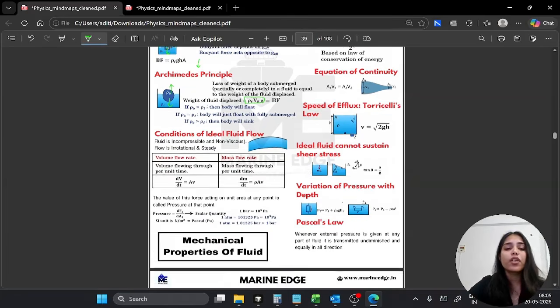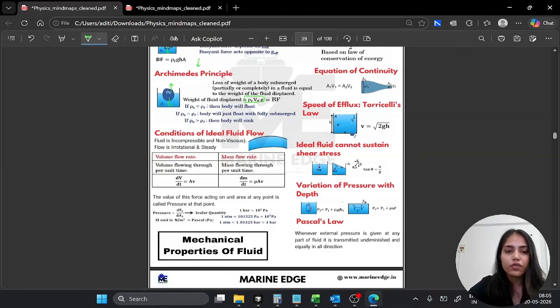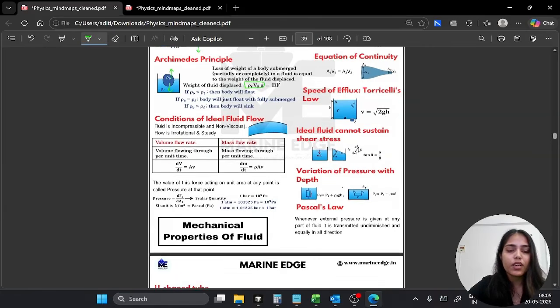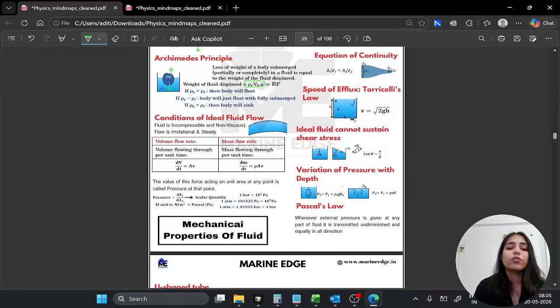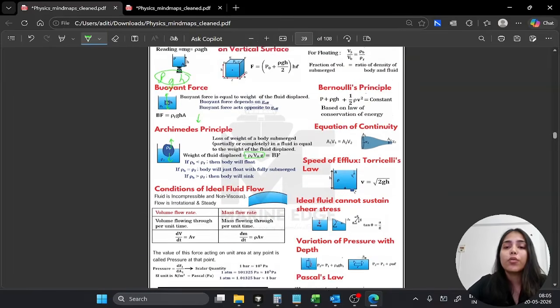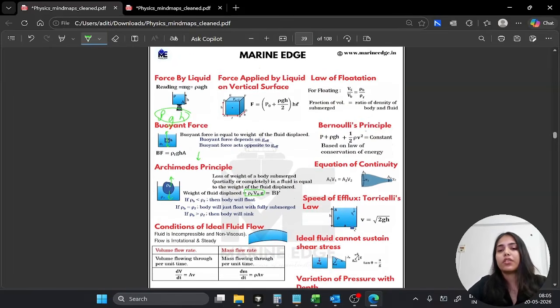Now, when we talk about ideal fluid, it is incompressible and non-viscous in nature, all right? And one more thing is the volume that passes through any, let's say we are passing the liquid through a pipe or any other structure. The volume that is flowing through it per unit time is always constant, okay? Now, moving forward, we have Bernoulli's principle. Bernoulli's principle is applied for dynamic fluid, when the fluid is in flowing nature, okay?